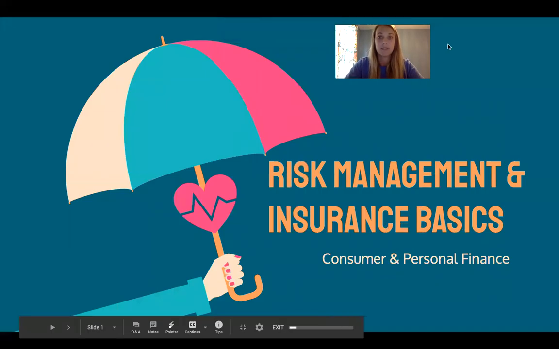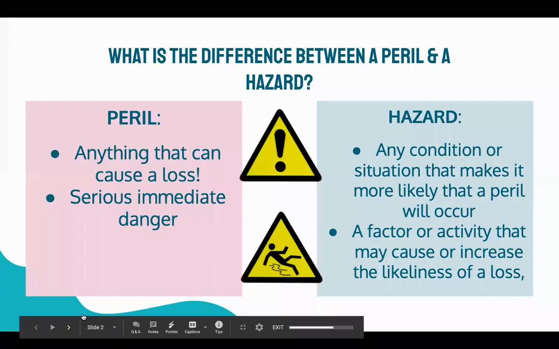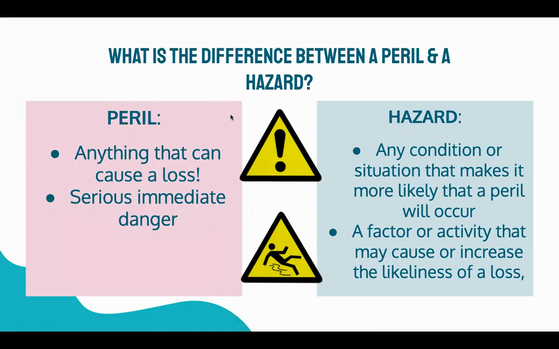All right, risk management and the insurance basics. Before we jump right into the notes, you won't see this on your notes, but first we need to define what a peril is. A peril is anything that can cause a loss. It is serious and immediate damage. The other side of this is a hazard, which is just a condition or a situation that increases the likelihood a peril is going to happen.